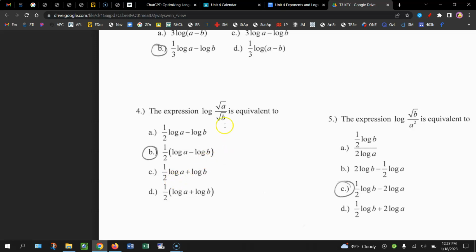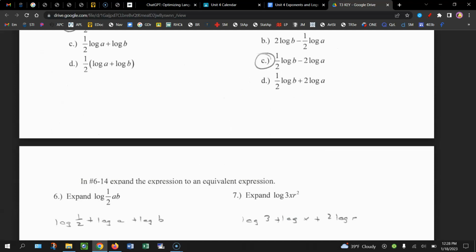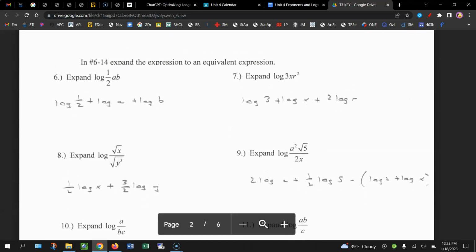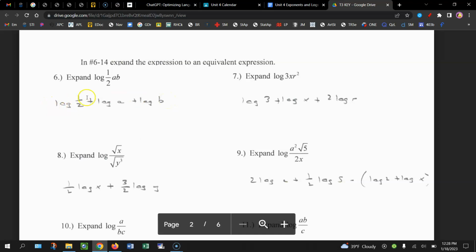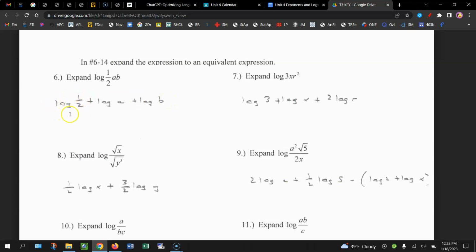Number 4, you have the square root of a divided by the square root of b. So again, powers of 1/2. Because they're both under the square root, that's why you're using parentheses. You see division, you do subtraction. All right, on the second page, number 6, it's 1/2 times a times b. So log of 1/2 plus log of a plus log of b. You could separate this 1/2 into log 1 minus log 2 since you see division.